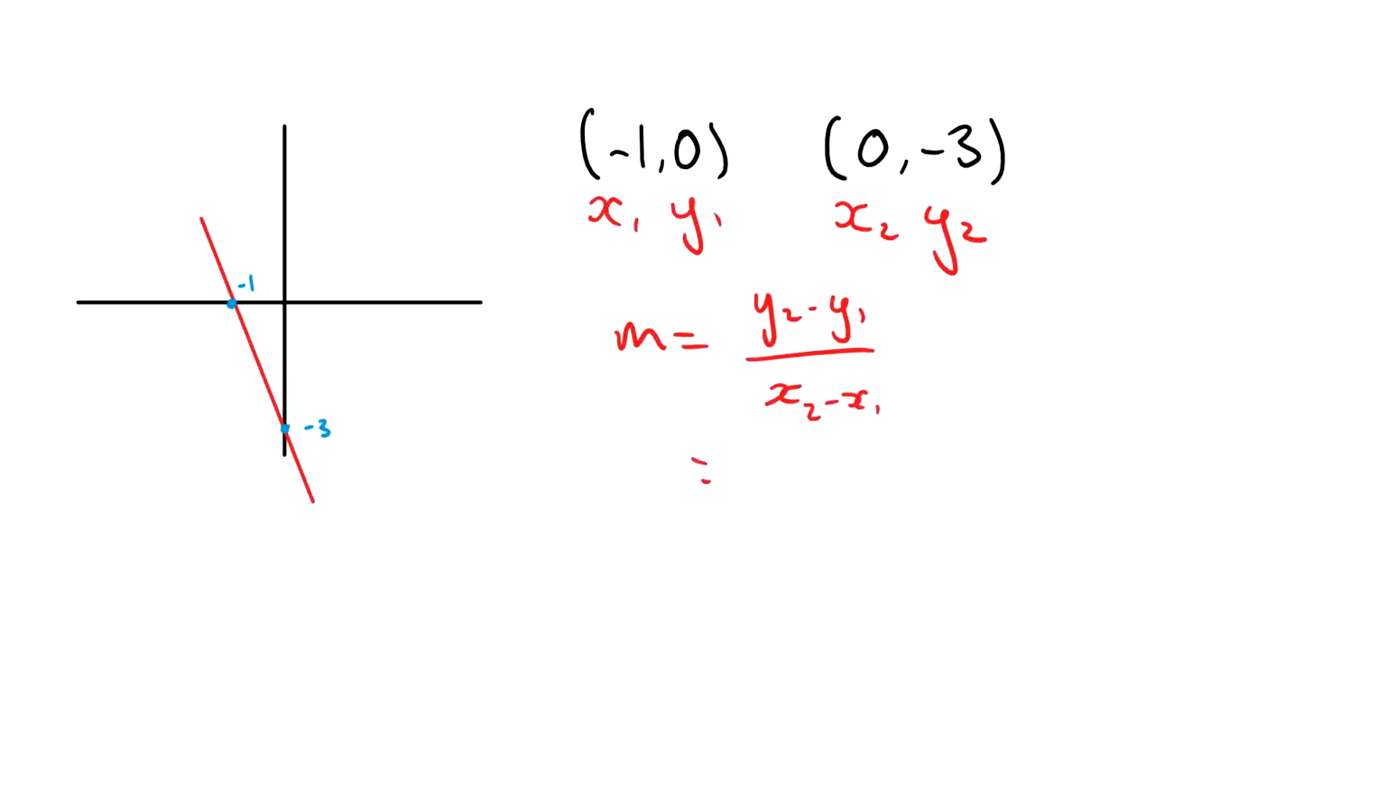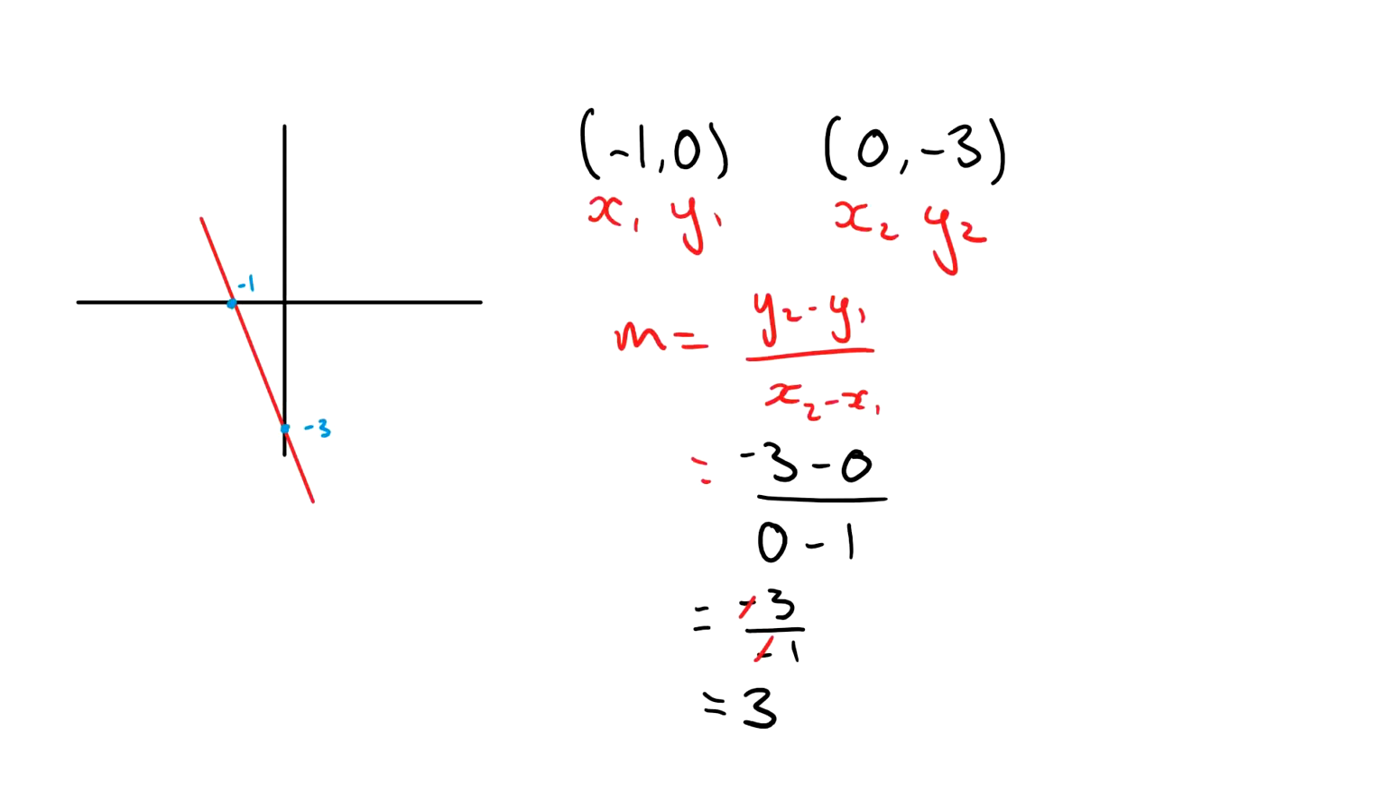Substitute your values in. So we get -3 over -1. Those negatives cancel out, and we're left with 3 divided by 1, which is 3.